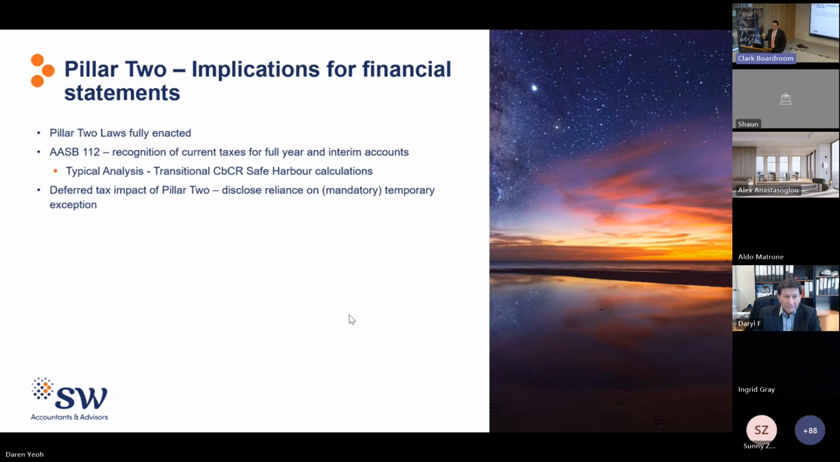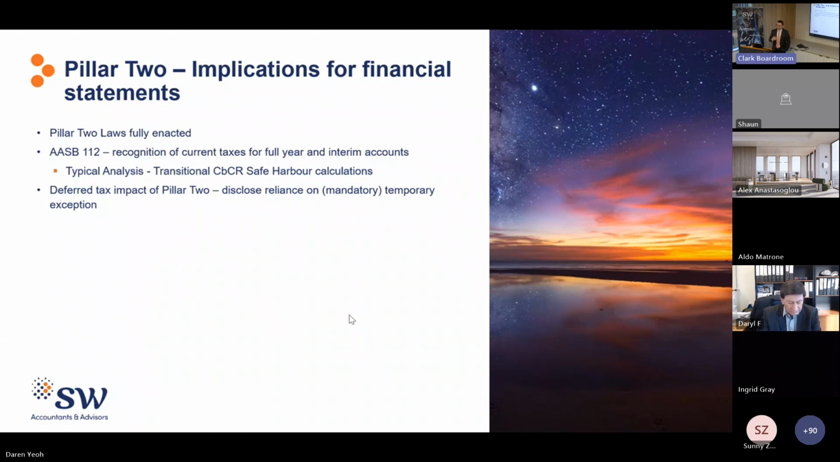What does that in turn mean is that AASB 112 requires reporting entities to account for current taxes under Pillar 2. So that is why, regardless of whether or not you have top-up tax in Australia, auditors are requesting an analysis demonstrating whether or not you have top-up tax under Pillar 2. And this analysis typically comes in the form of a transitional CbCR safe harbour analysis or modelling.